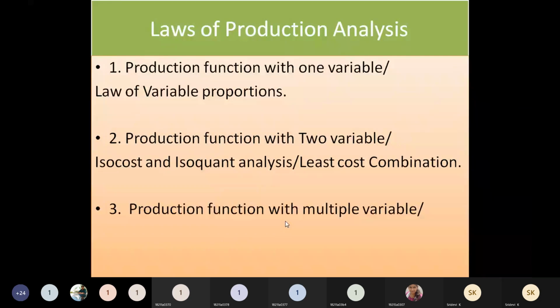And the next one is multiple variables. So either you can bring change in one input or two inputs or all the inputs. Multiple inputs means all the inputs. If you bring change in all the inputs, how the output is changing, that you are going to see in this production function with multiple variables. This is also called what? Law of returns to scale. Okay. So whenever you see law of returns to scale, then you think that it is multiple variable production function.